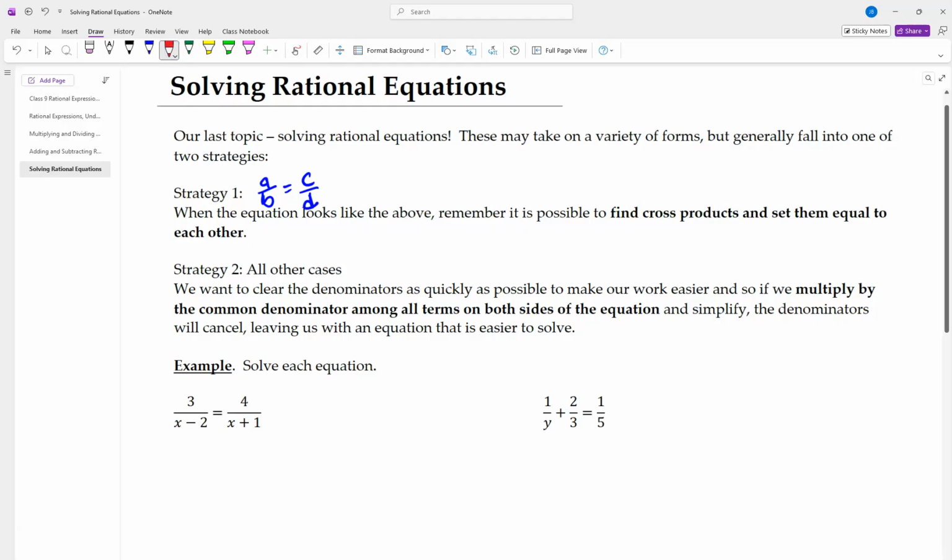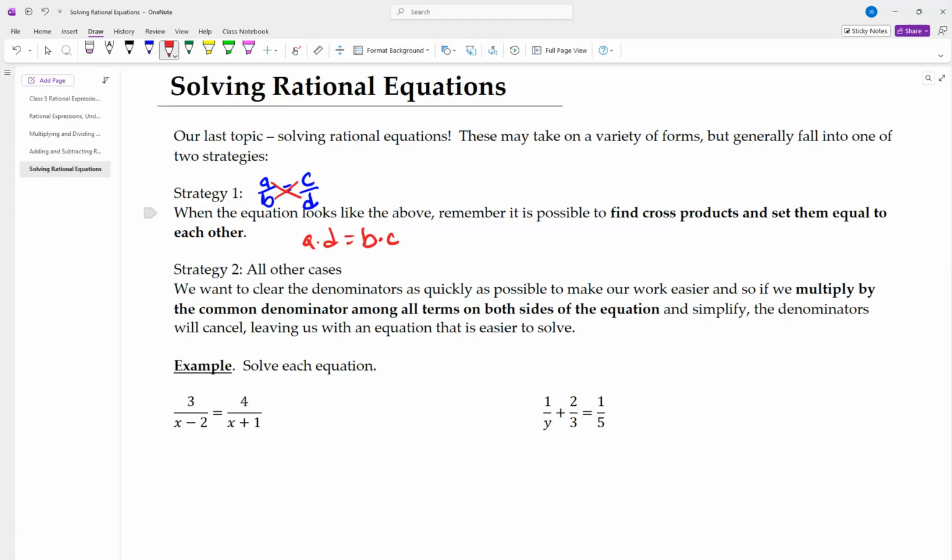cross products. So cross products would be saying A times D is equal to B times C. And then you can solve it from there. That would be the strategy for that case. But that is very particular. You have to have fraction equals fraction.